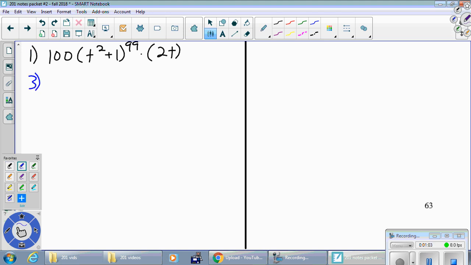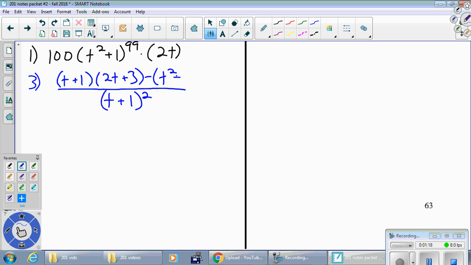Okay, number 3, I see a quotient. So we're going to do the quotient rule. We'll start with the bottom squared, and then we do bottom times the derivative of the top minus the top times the derivative of the bottom. That's just a 1. And I'm happy with that.